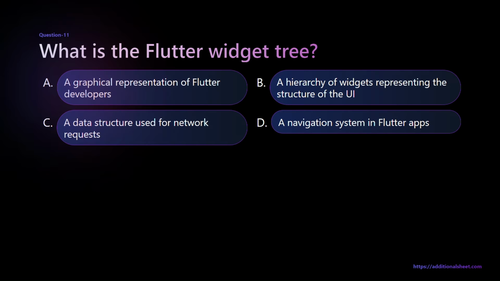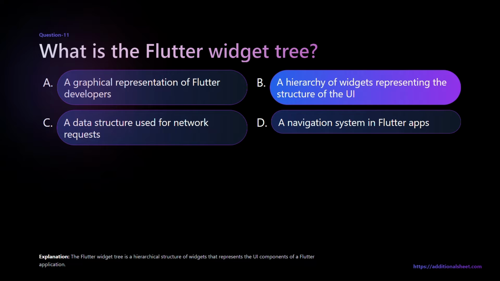What is the Flutter widget tree? Option A, a graphical representation of Flutter developers. Option B, a hierarchy of widgets representing the structure of the UI. Option C, a data structure used for network requests. Option D, a navigation system in Flutter apps. The correct answer is option B, a hierarchy of widgets representing the structure of the UI.